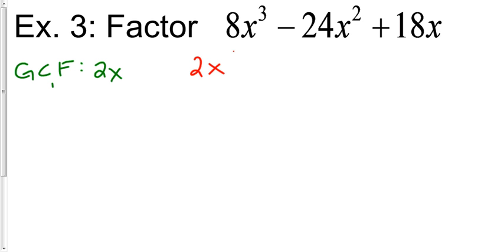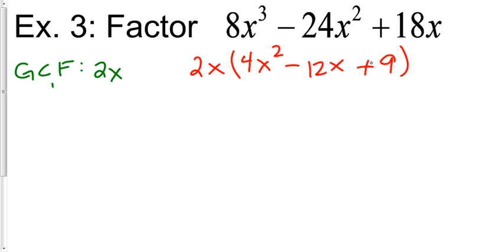And now if I think distributive property, what do I have left here? I have a 4x squared. The 2 times 4 gives me 8. X times x squared is x to the third. Let's move on to the middle term. Minus 12x. 2 times 12 is 24, and x times x is x squared. Then we've got a plus. Our last term is just 9. 2x times 9 gives me 18x. So I've got it factored first using the greatest common factor method.